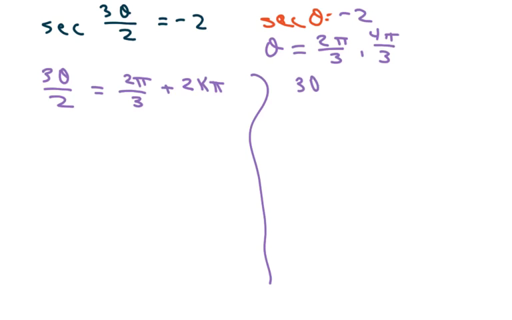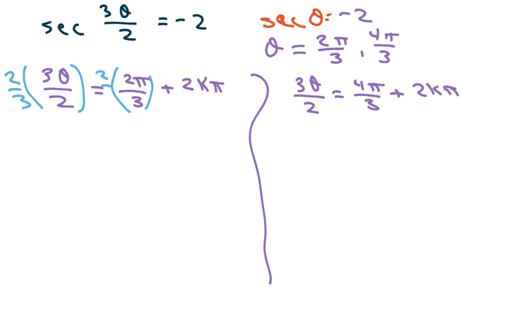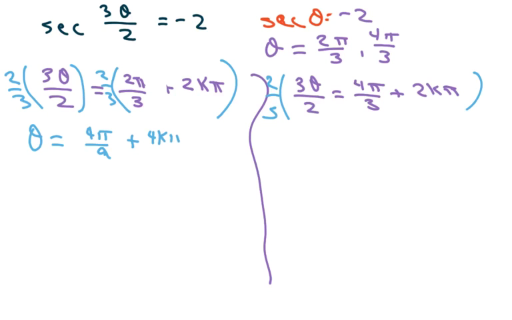And I'm also going to do that on this side. And what you're going to do is multiply everything by 2/3. So multiply everything, and the same thing over here. Multiply everything by 2/3, and you're going to get theta equals 4 pi over 9 plus 4k pi over 3, or theta equals 8 pi over 9 plus 4k pi over 3.